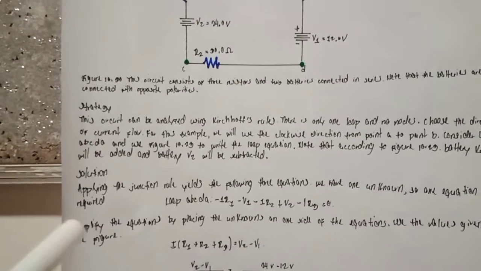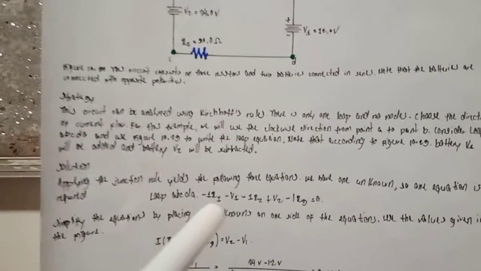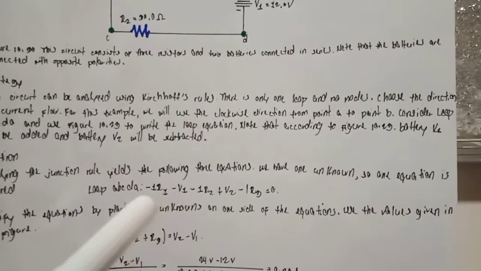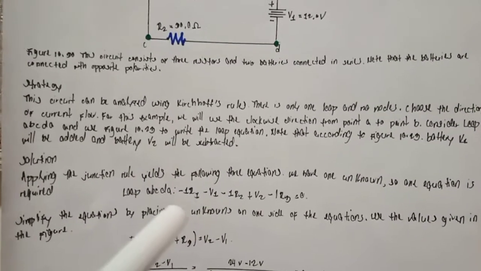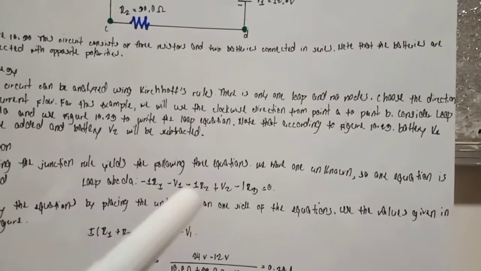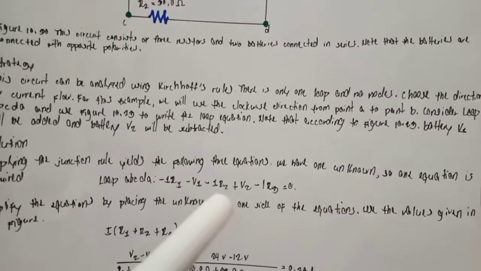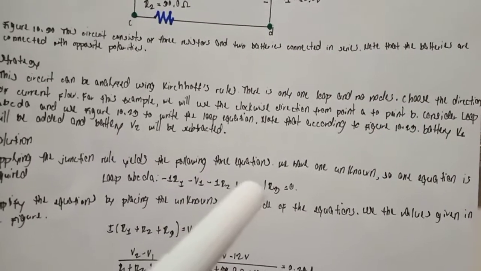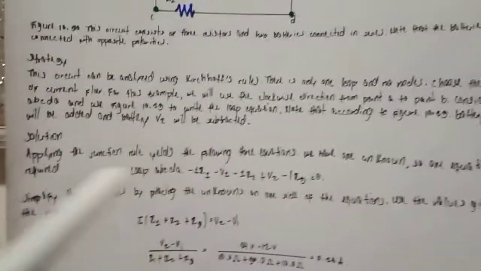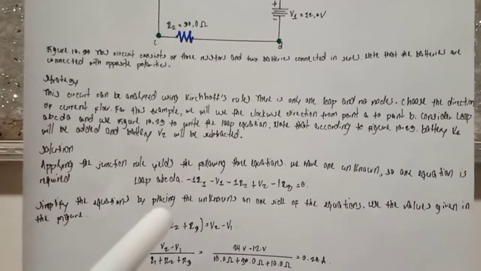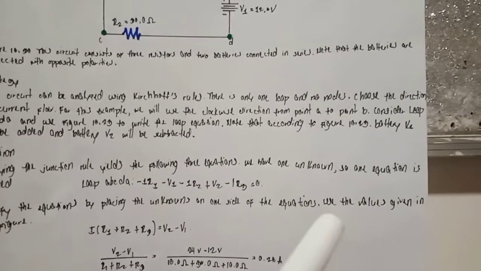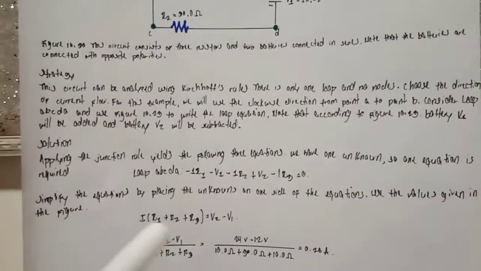Loop A, B, C, D, A: negative I R sub 1 minus V sub 1 minus I R sub 2 plus V sub 2 minus I R sub 3 is equal to 0. Simplify the equation by placing the unknowns on one side of the equation. Use the values given in the figure.